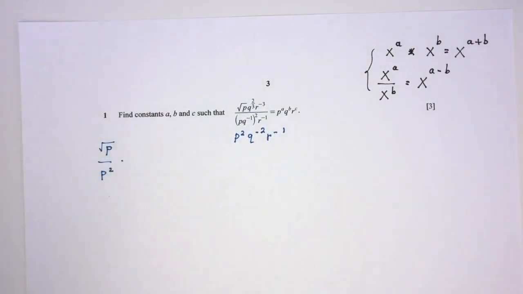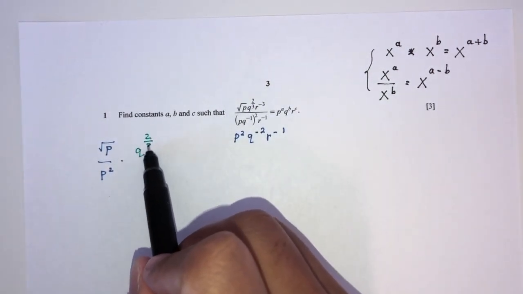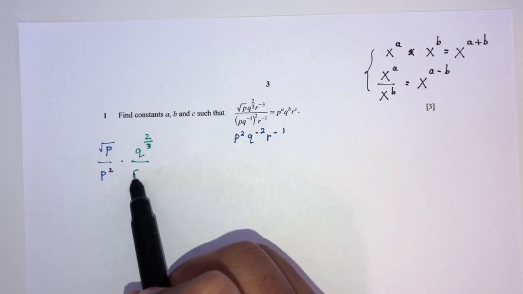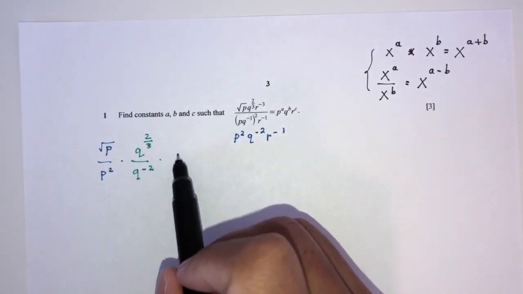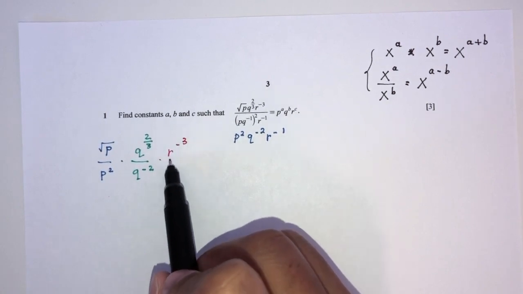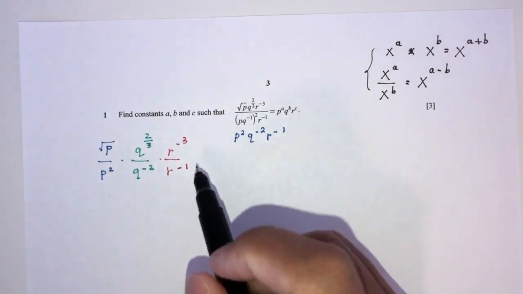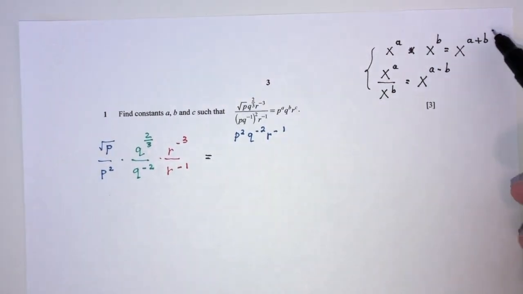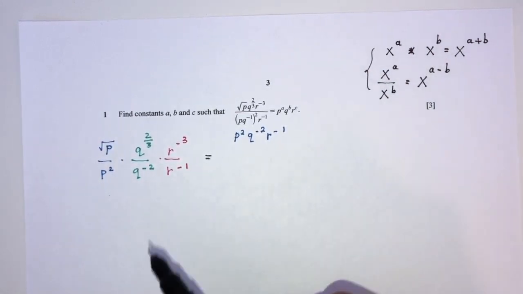Multiply by q power 2 over 3 divided by q power minus 2. And then finally, multiply by r power minus 3 over r power minus 1. So now we have to simplify using the laws that we just saw over here. This is mainly, obviously, divide. So we have to know this one for this question.